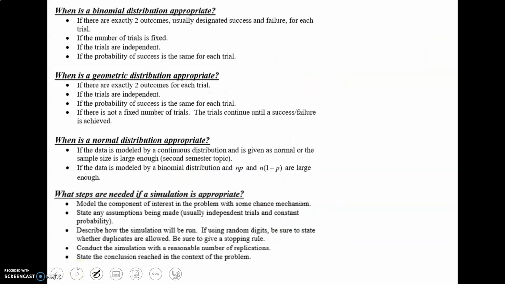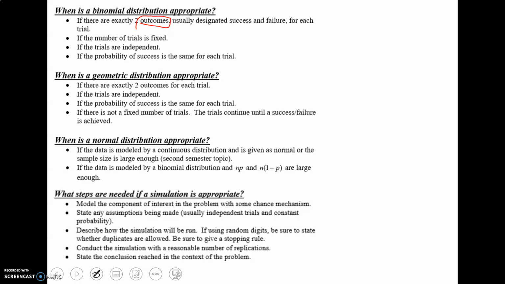Binomial, geometric, normal. Binomial distribution and geometric distribution, like we talked about something called, I don't know if I actually gave you the term, Bernoulli trials. So it had very specific conditions that you have to meet to call something a binomial event or geometric event, right? So you have to have two outcomes, success and failure, right?